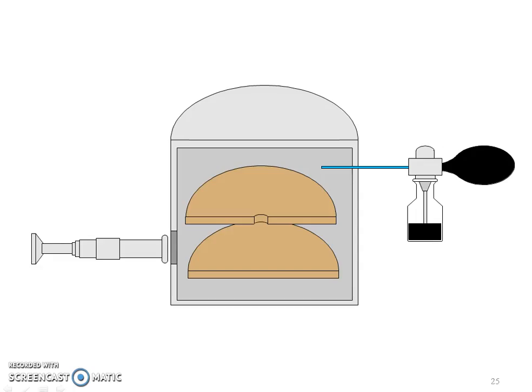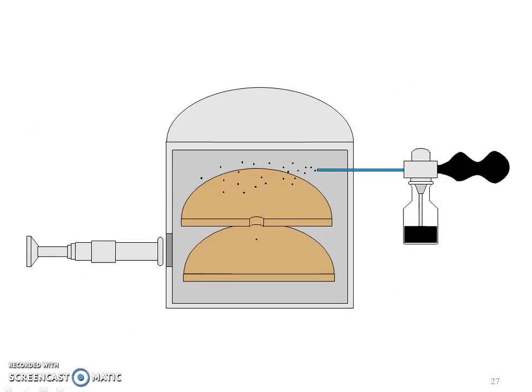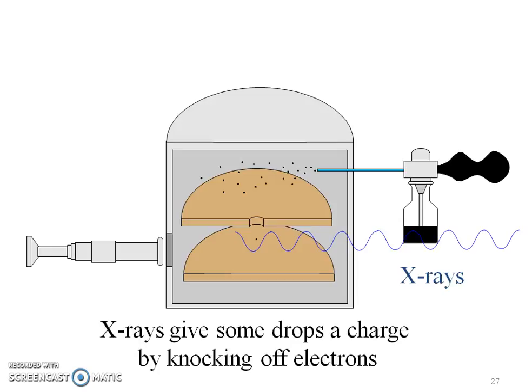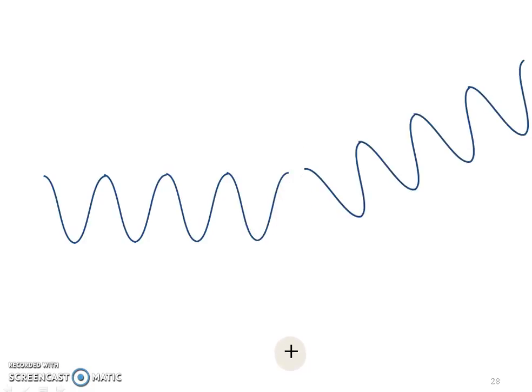Well, here's the experiment. There's our oil, there's our what's called atomizer, there's the microscope so we can see what's going on. He basically squeezed some atoms in there, okay? And what happened to these oil drops? Well, we used x-rays to give the drops a charge, okay? These were just oil drops, but we had to give them a charge. And what happened was, it became positively charged.